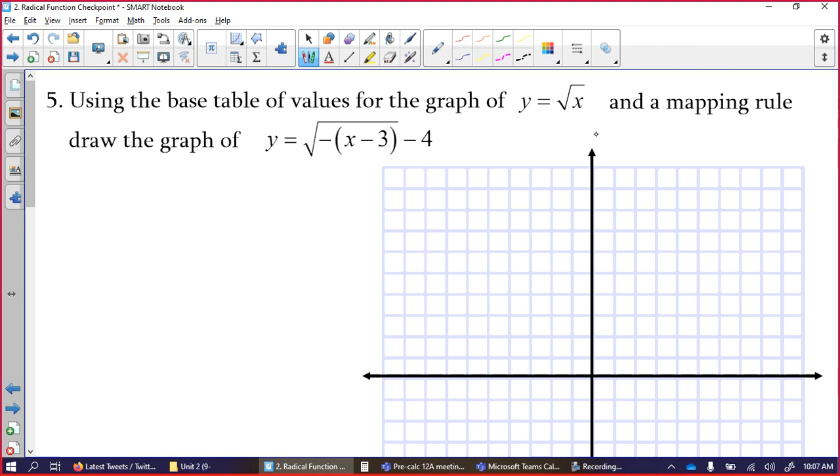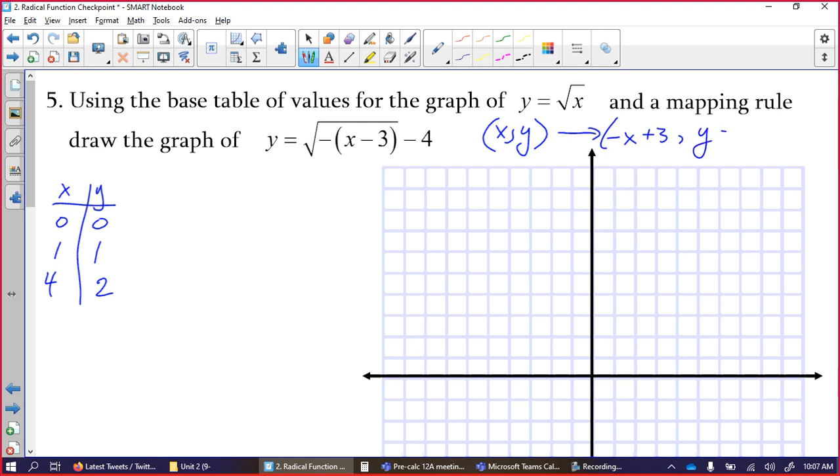Use a base table of values to do a mapping rule. So what this is kind of saying, I didn't really do it as a table of values. 0, 0, 1, 1, 4, 2. This is going to have a mapping rule of x, y goes to, oh, there's a negative inside, so negative x plus 3, y minus 4.